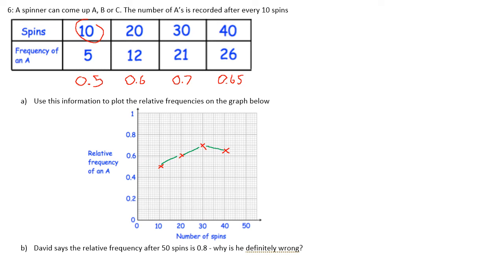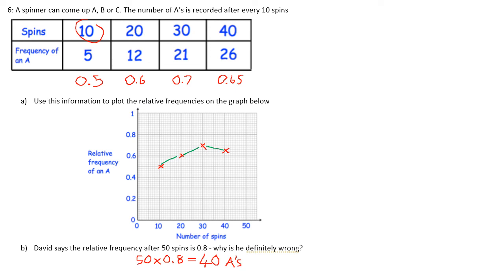Now, David says the relative frequency after 50 spins is 0.8. Why is he definitely wrong? Well, how many spins would that be? We can actually work that out. We multiply the probability of that happening, which is 0.8, by the number of spins, and that would say that there were 40 A's that we've actually got on this spinner.